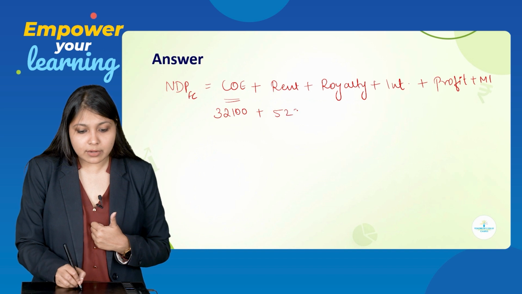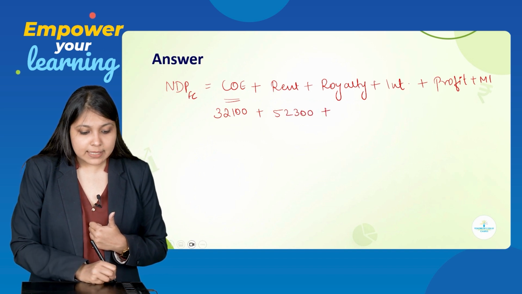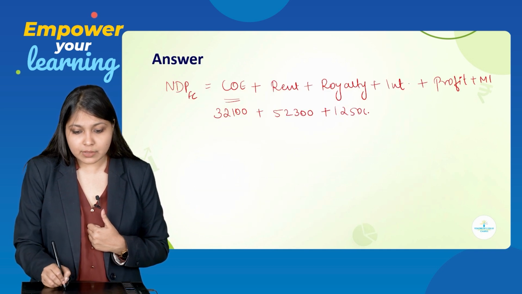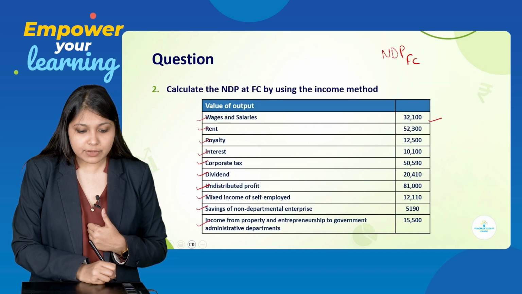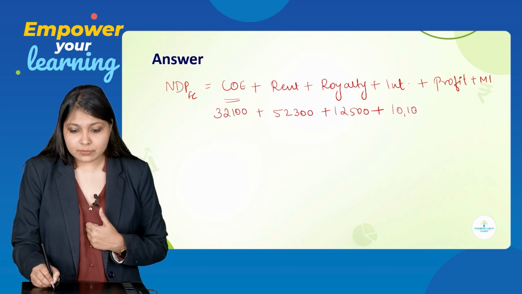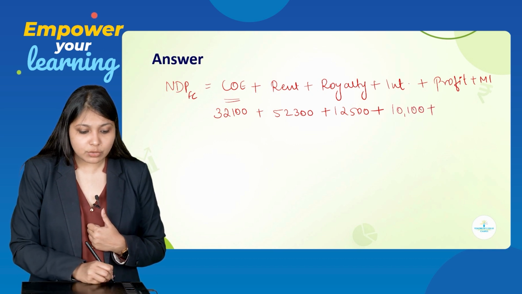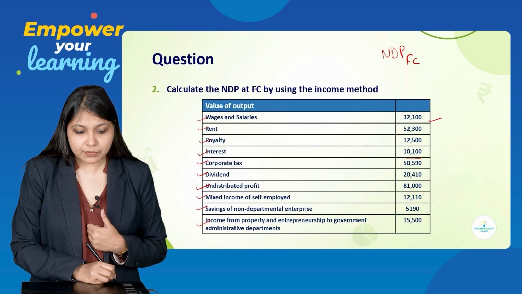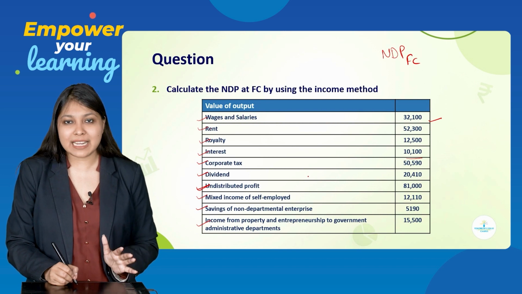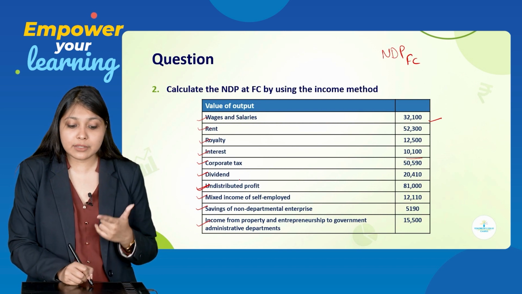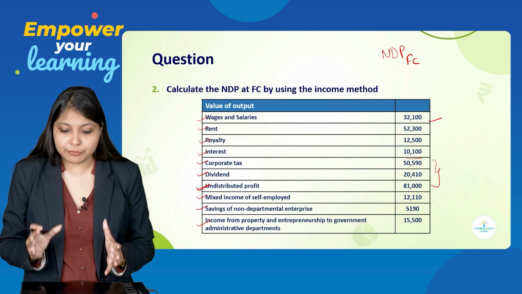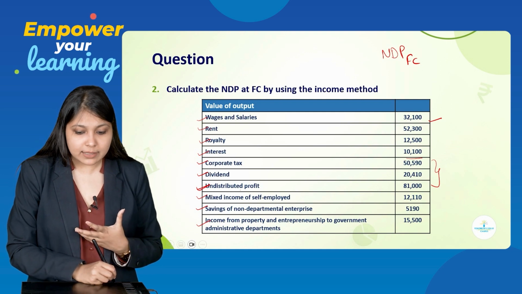52,300 is your rent plus royalty is how much? 12,500 plus interest. So, see, interest is given. Yes, 10,100 is your interest plus profit. So, look at it, undistributed profit is given. Now, you all know what the components of profit are, right? So, components of profit are corporate tax, dividend and undistributed profit. So, all these three things will go under the heading of profit. So, add all those three things.